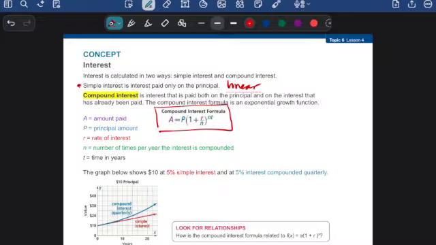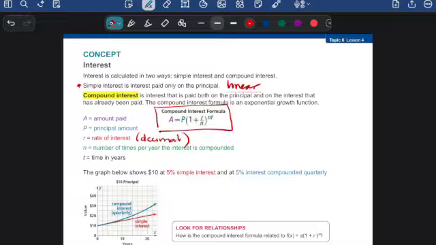So A represents the amount paid, meaning the amount that's in your account, okay? P represents the principal amount or the initial amount. R is the rate of interest, and you're always going to do it as a decimal, so don't forget you always turn your percentage into a decimal. N is the number of times per year the interest is compounded, and they should tell you that.